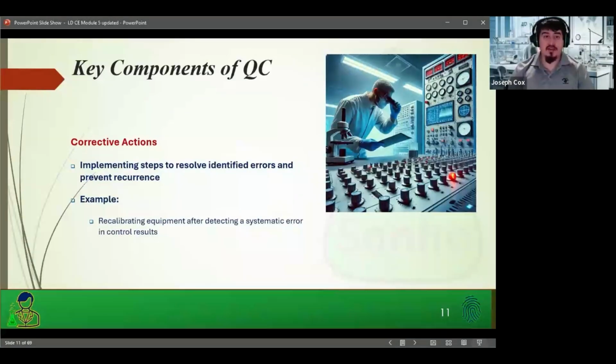So main steps are you have a known standard that you run alongside your specimens. You monitor the performance of that standard. You use that standard to detect any issues, and then you correct any issues with that standard, or any issues that you determined to use. You correct that.